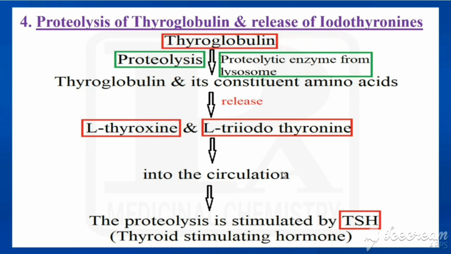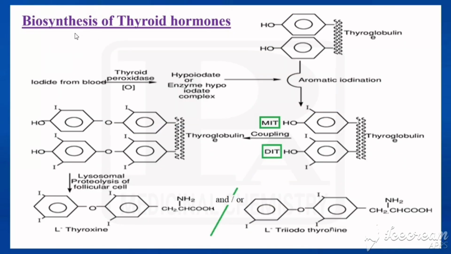So we'll see our diagrammatic representation for this biosynthesis now. Now we'll see the flowchart for the biosynthesis of thyroid hormones. Already we have seen 4 steps in the biosynthesis. So what is step 1? Step 1 is active uptake of iodide by the follicular cells. So from the diet we are getting iodine and that iodine is converted to iodide. So what are you getting in step 1? We are getting iodide.